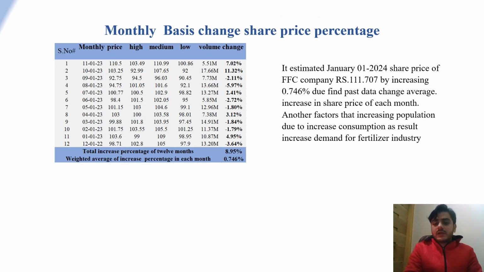Now the monthly estimate. We estimated the share price on January 5th, 2024. The FFC share price will be 111.707, an increase of 0.74% based on past data. This is our estimation, and the share price increases on a monthly basis by 0.746%. Another factor is the increasing population, which increases consumption and as a result increases demand for the fertilizer sector. This is a major factor, as the population grows and the fertilizer sector has grown.